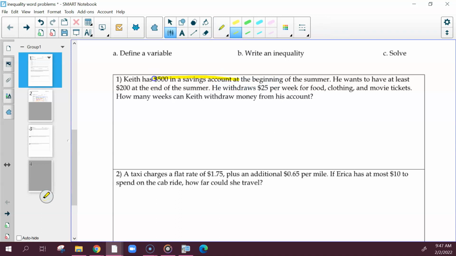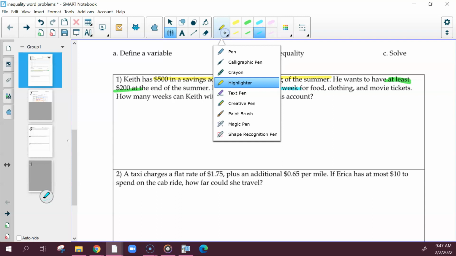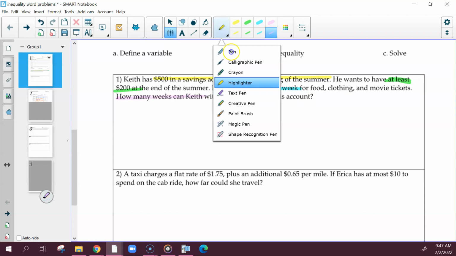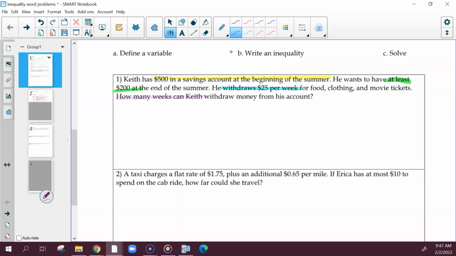$500 in the savings account at the beginning of the summer. He wants to have at least $200. Withdraws $25 per week. And then we have weeks. So what we don't know is going to be our variable. How many weeks? So we can say W equals number of weeks.